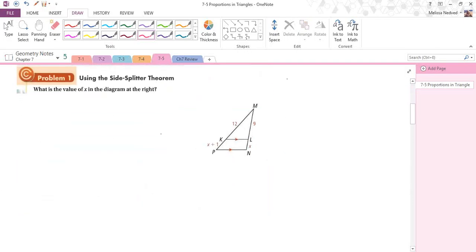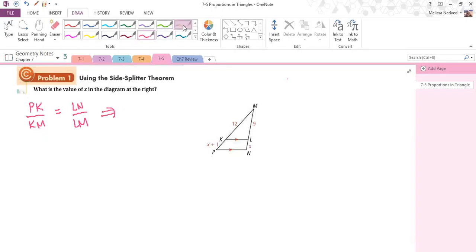So our problem 1 asks us for the value of x in the diagram at the right. So I've got this triangle PMN. Notice KL is parallel to PN, so we can use the side splitter. The side splitter says it splits these sides proportionally. So I'm going to do, like our theorem says, the left side over the right side. I'm going to start with the bottom left, so PK over KM. That's bottom left over top left equals bottom right, LN, over top right, LM. There are different ways that you could do that and it would still be right.